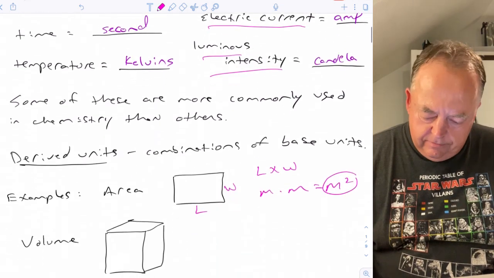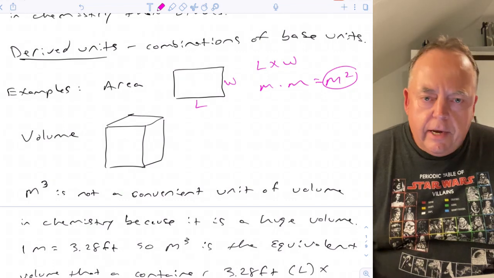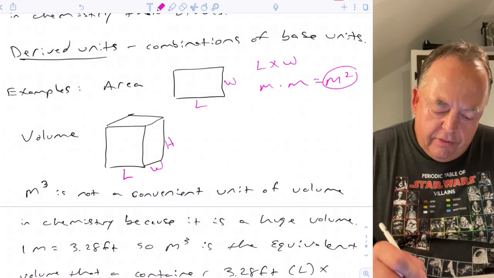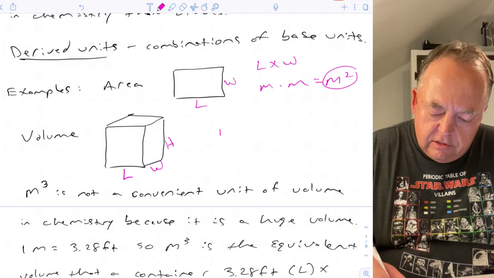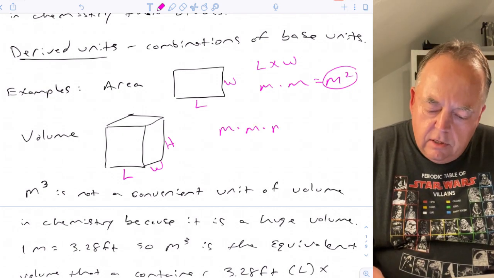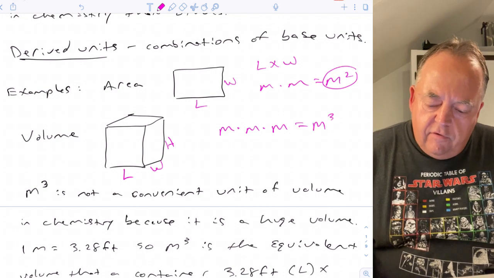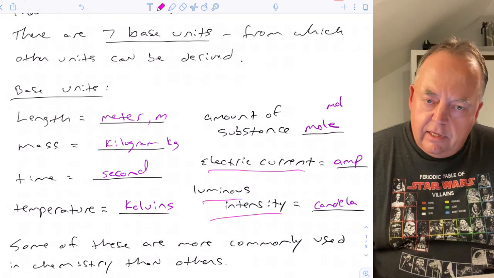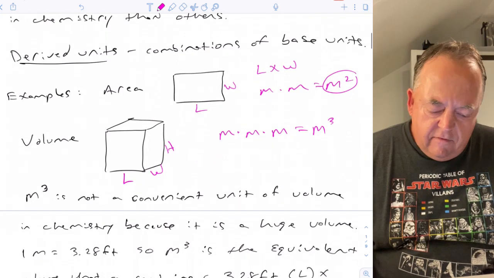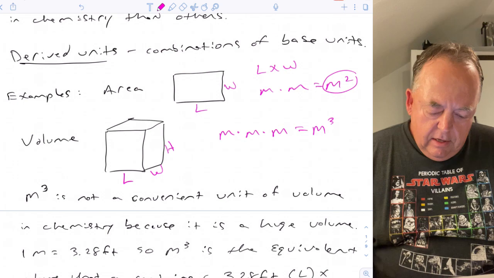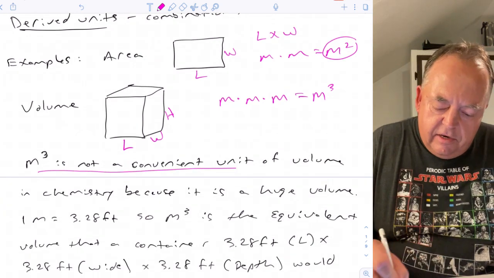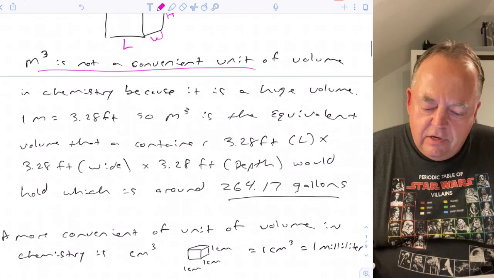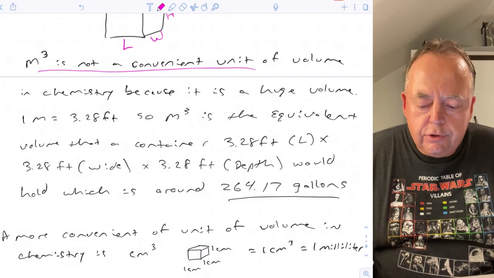So if you had a cube, how do you calculate the volume of a cube? That would be length times width times height. So a distance times a distance times a distance, so a meter times a meter times a meter. So the volume in the SI base system, since length is the meter, would be a meter cubed. But a meter cubed is not a convenient unit of volume in chemistry. Why not? It's because it's huge. A meter cubed is a huge volume.